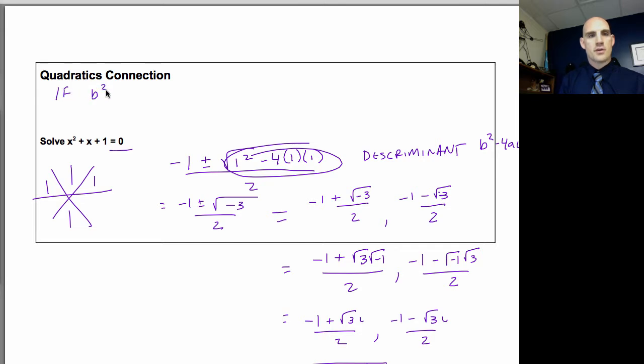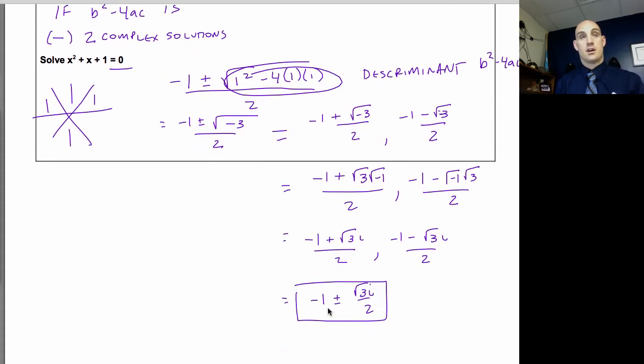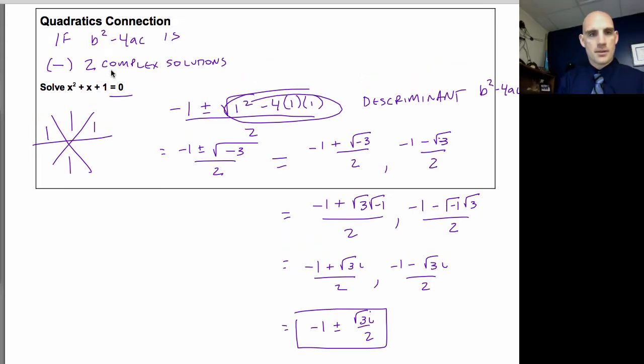If b squared minus 4ac is negative, okay, so it was negative here, we're going to have two complex solutions. And notice, they are conjugates of one another. So it's the real part plus the imaginary part, the real part minus the imaginary part. So the two complex solutions are a complex conjugate.